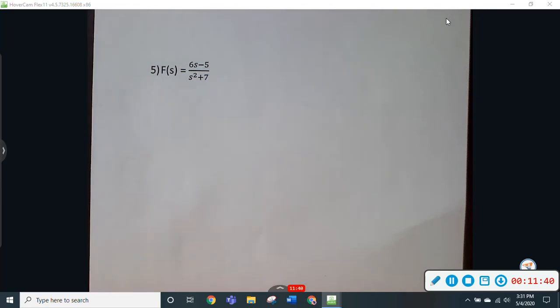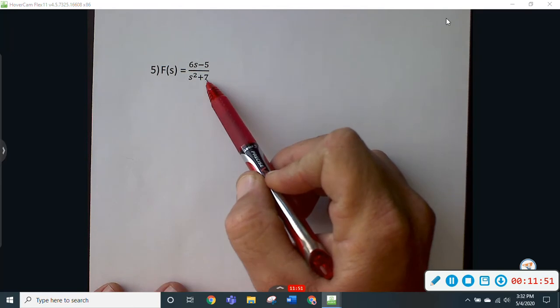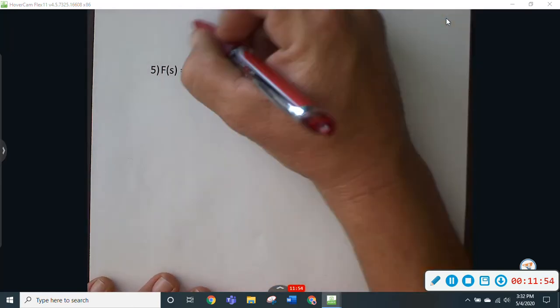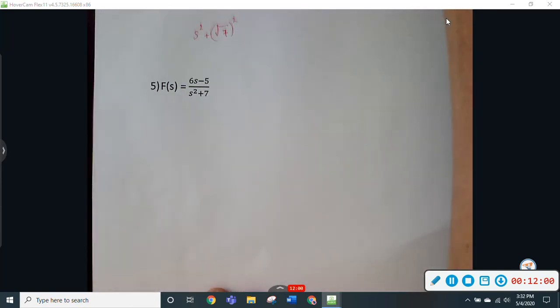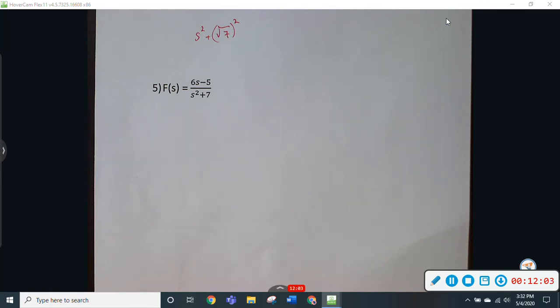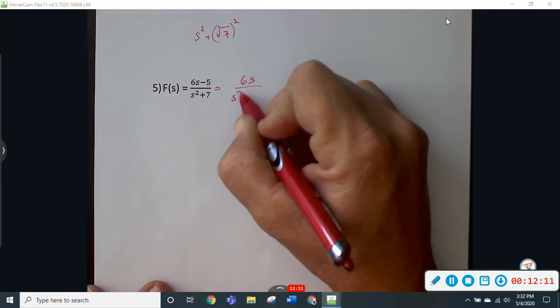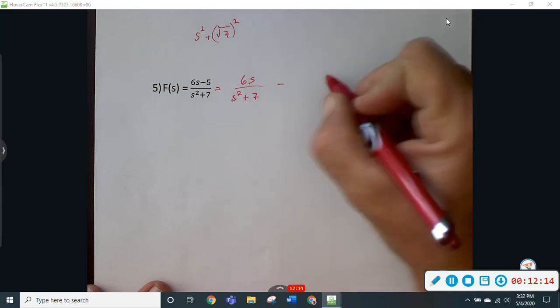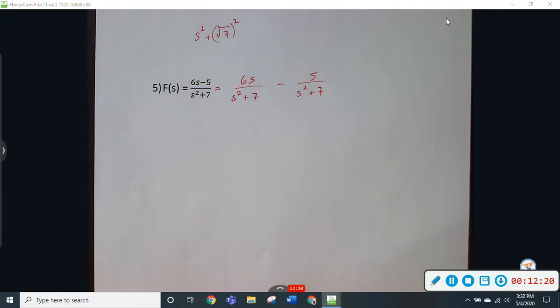If you look through the table, you will not find it on the table, but you will need to write a version of this that might be on the table, because I know I've done something with a perfect square here, and couldn't we just call this right up here square root of 7 squared? Could we call it that? Absolutely we could. But the top doesn't match anything until we separate it. 6s over s squared plus 7 minus 5 over s squared plus 7. All right, so now it's starting to look a little bit closer to what we need.